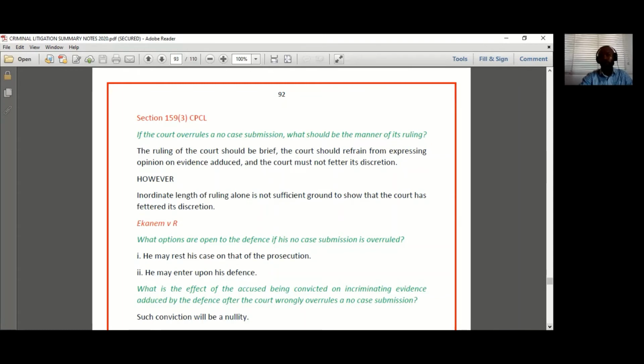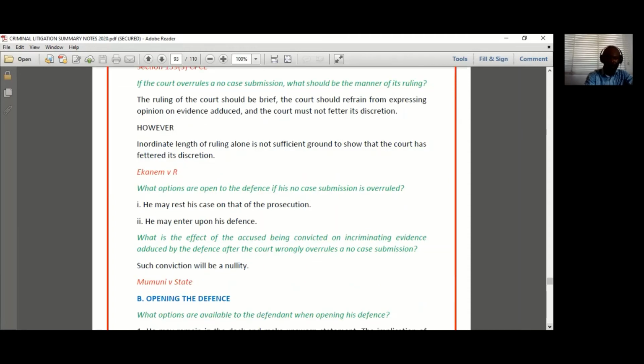prosecution, because since the court would still need to hear from the defendant, it's important that the court remains in the position of an unbiased arbiter and does not seem to suggest that the prosecution has basically proved irrefutably that the accused person is guilty. So it should be short, and the court should not comment too much on the evidence adduced.